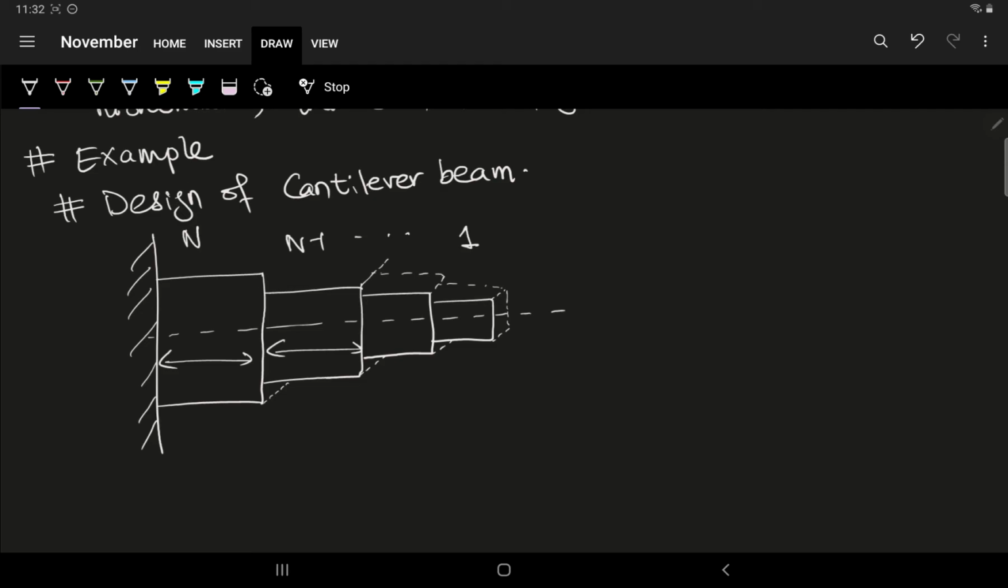So these widths are Wi's and these heights are Hi's. So the problem is that there is a load we apply here, and this downward load causes a deflection in this beam.